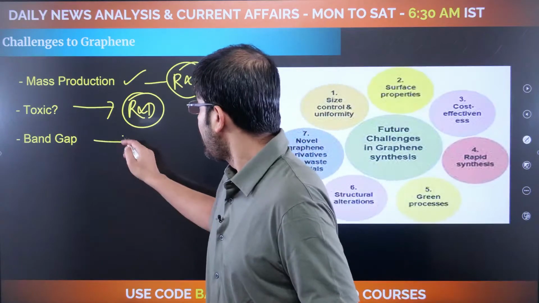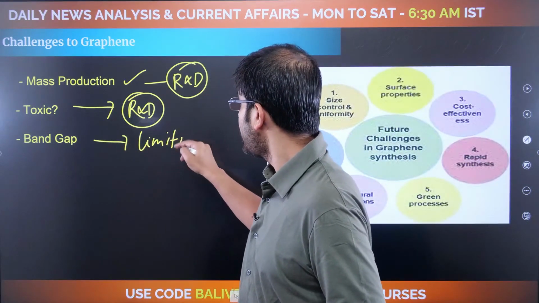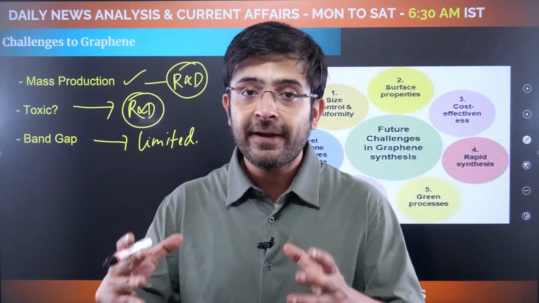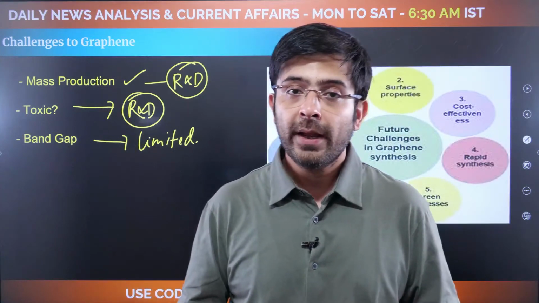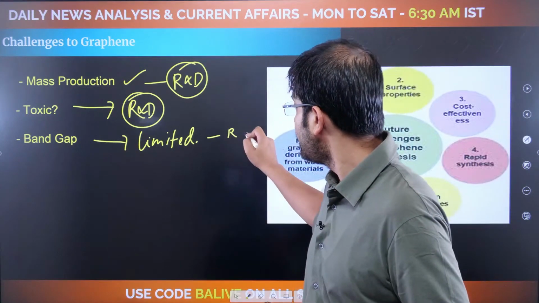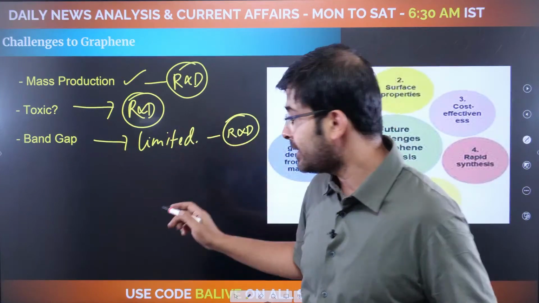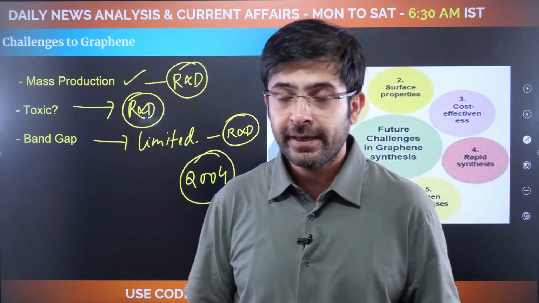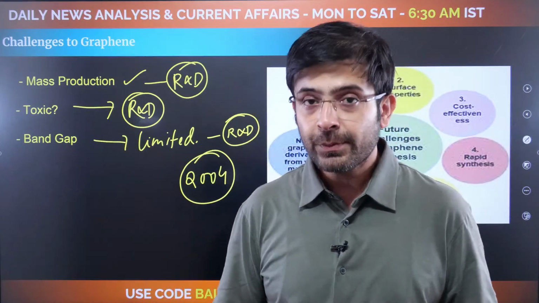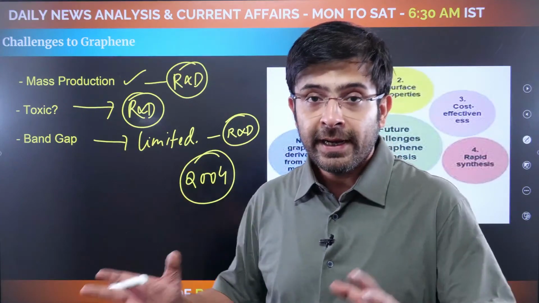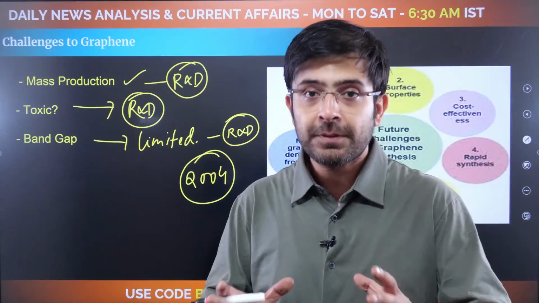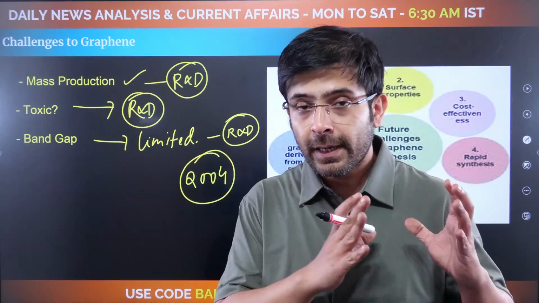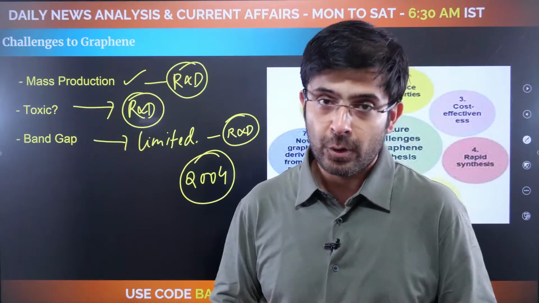And band gap, it has limited band gap. So the students of electronics will tell you that if something has limited band gap, it means it finds fewer applications in semiconductors. So again, R&D is still limited on this. Once again, why does the problem arise? Because you're looking at 2004, just 20 years of research and development, which is why it's imperative that India goes ahead and researches on it, develops products, innovates products, and finally finds the market space for them, which is why the Graphene Aurora program has been launched.